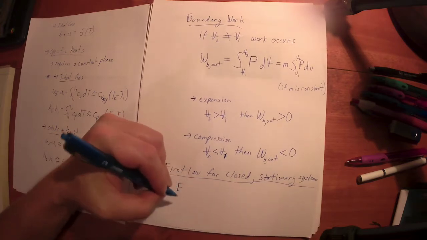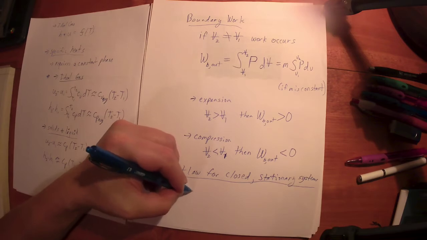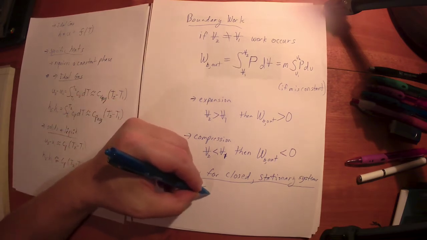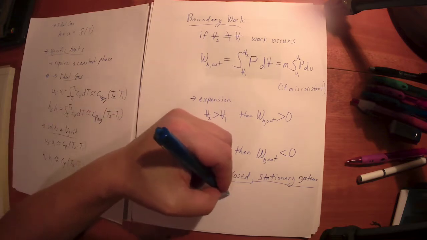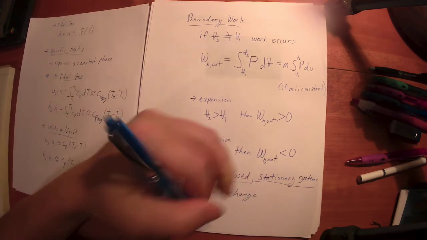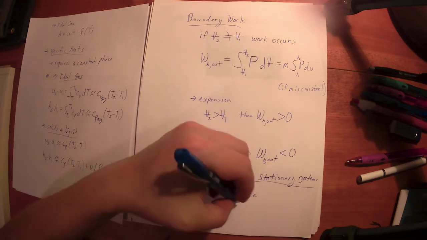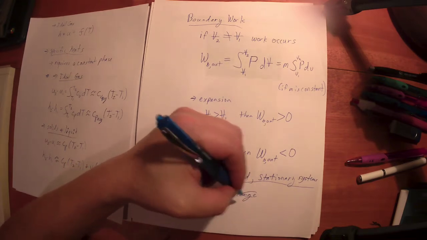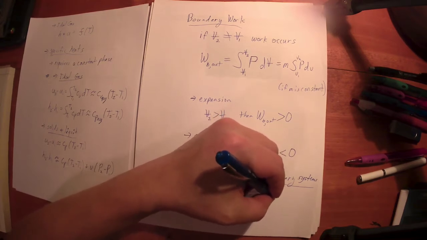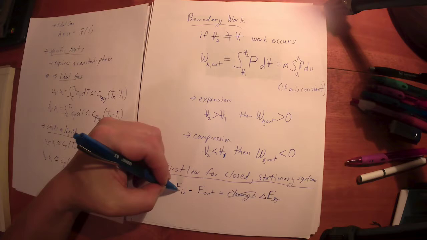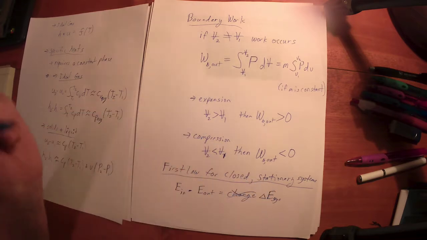Well, again, it's the first law for anything, right? The first law for anything says take all the energy in, subtract all the energy out. That equals the change. Okay? In minus out equals change. And that change, I should say, is delta E system. So the energy into the system minus the energy out of the system is equal to the change in the energy of the system.